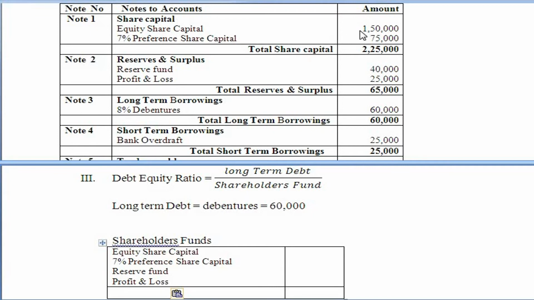Now write the amount. The amount of equity capital is 1,50,000, whereas preference capital is 75,000. Next one, amount of reserve fund 40,000 and amount of profit for the year is 25,000.